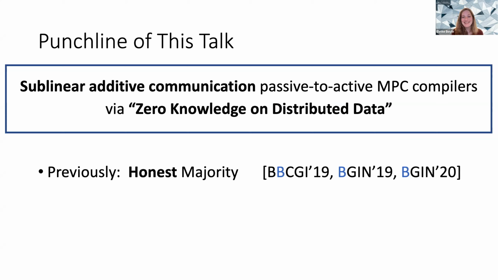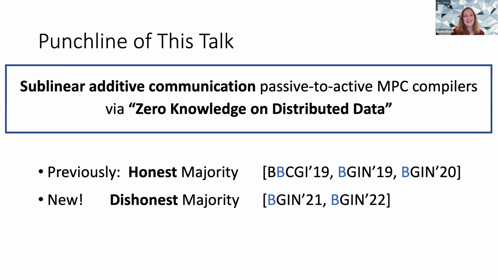Okay, so I said that there's a collection of different works with such compilers. Previously, in the last few years, we've been able to use this tool to get low communication passive to active compilers in the setting of honest majority. And some of the new and particularly exciting results, in my opinion, are some very fresh results showing how you can actually do this in the dishonest majority setting as well. And as we'll see, this came, at least to us, as a little bit of a surprise that this could be useful.